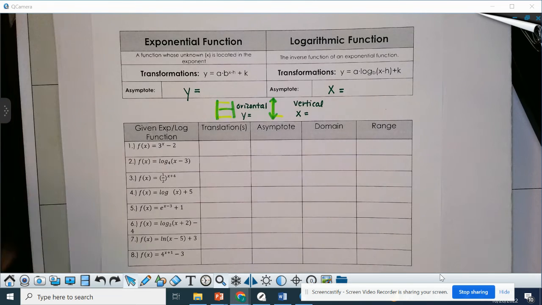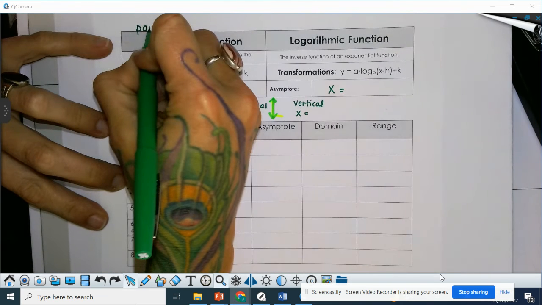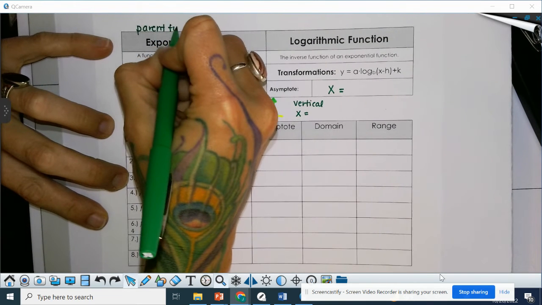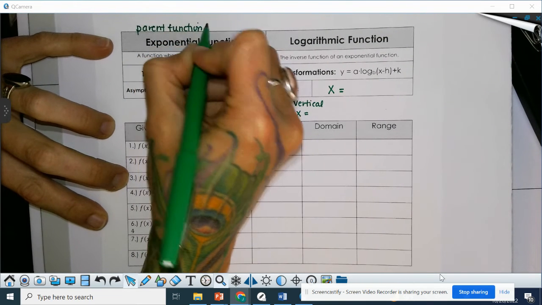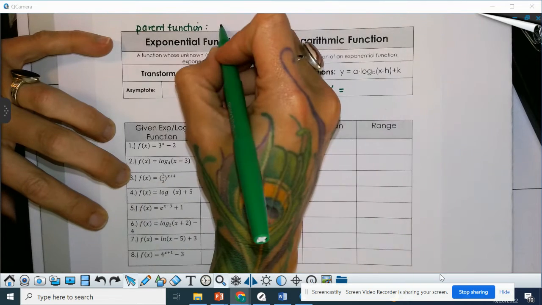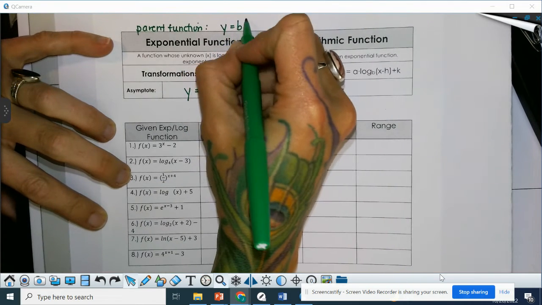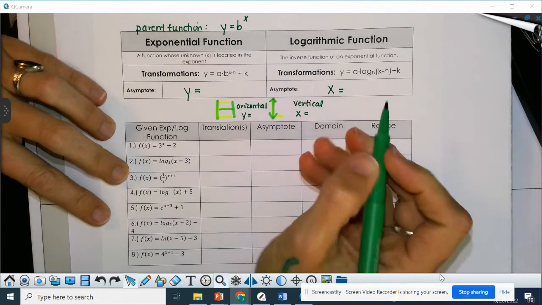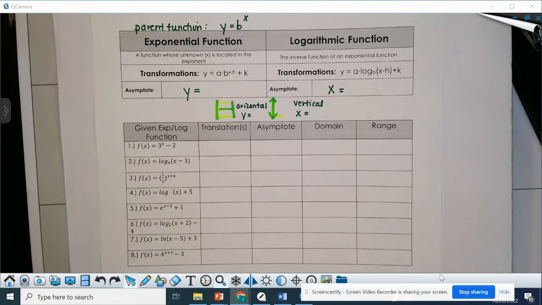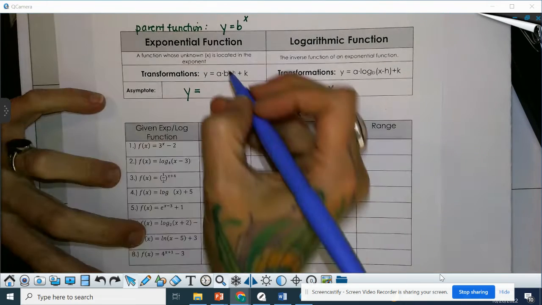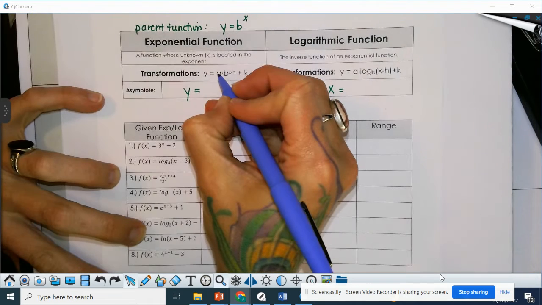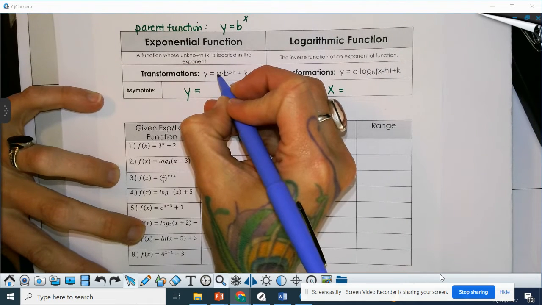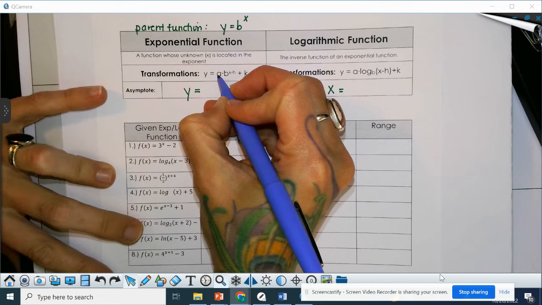But your parent function, which would be where it started before we added all of that, for our exponential in this case would be y equals b to the x. So things we added were the h, the k, and the a. And each one will be in charge of moving something different. So like I said, a is going to be your steepness, your compressions, your stretches, all that fun stuff.